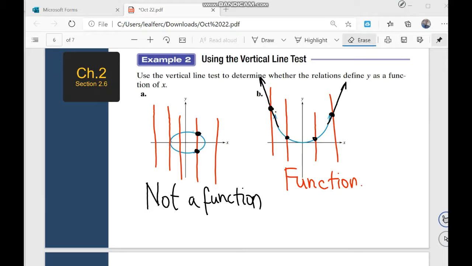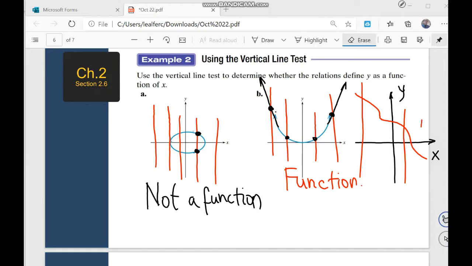Let me show one example that might be tricky. Let's say this is x and y, and you have a graph like that. You try to make a vertical line here, and here, and here, and you find just 1 point each time. But actually you have to try to find one line that crosses the graph in more than 1 point. And this one line crosses in 1, 2, maybe even 3.